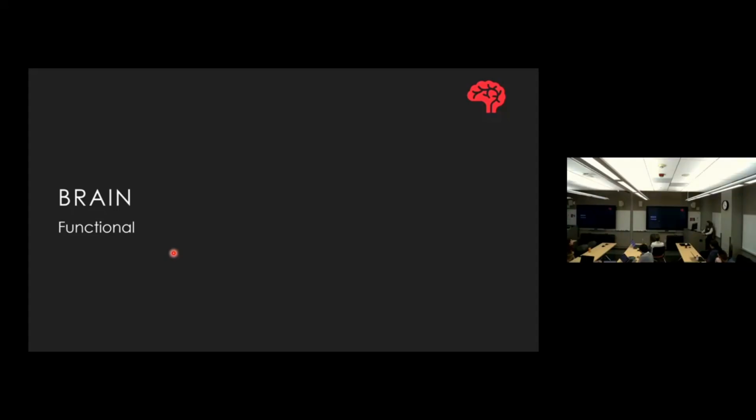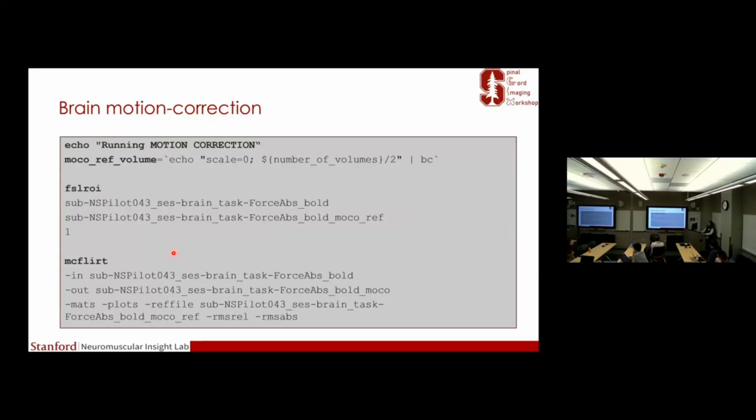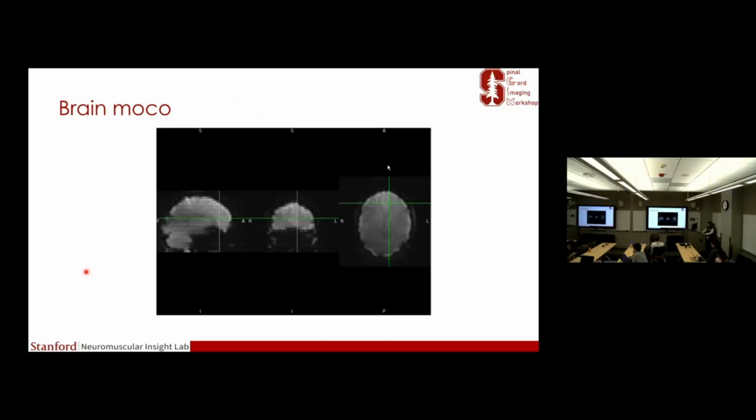And I will quickly go over the brain functional pipeline. An important thing to do is the motion correction. We use the middle volume as the reference volume, and for brain motion correction, we use MCFLIRT. And you can see people's brain move much less. Actually, this is a 4D video, but it's hard to see the movement. The brain moves much less than the spinal cord. And as I said, always look at the outputs of each step.